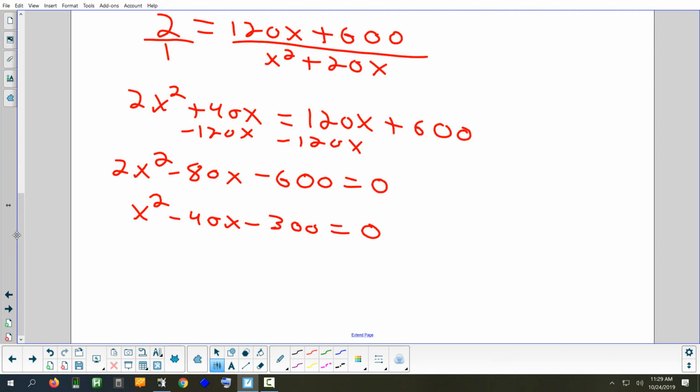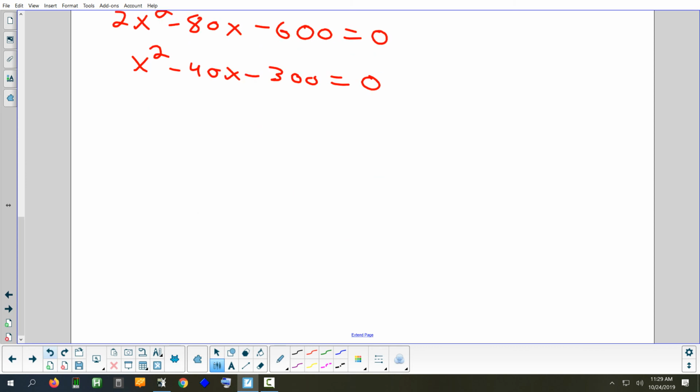Two numbers that multiply to give me 300 and add to give me 40. 30 and 10. Let's see if that factors. I don't think it's going to factor because your signs have to be plus and minus. If I had this, then I could do x minus 10, x minus 30. And that would work. But because it's minus, it's not going to work. So, how am I going to get x then if I can't factor?